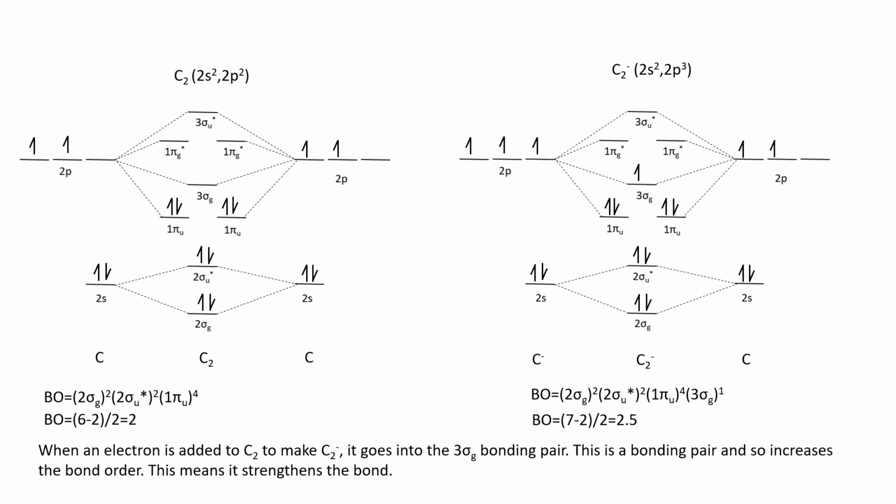The difference between this and O2 is that for O2, when an extra electron is added, it goes into an antibonding pair, which will decrease the bond order and weaken the bond. Whereas in C2, when an electron is added, it goes into a bonding orbital, which will increase the bond order, and that will strengthen the bond.